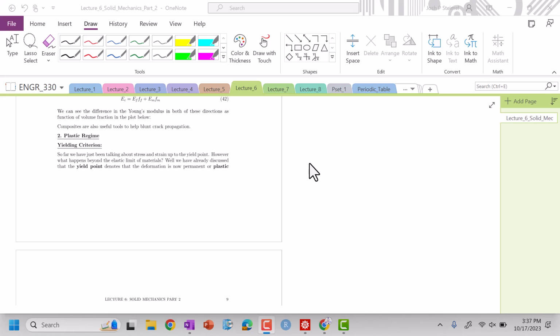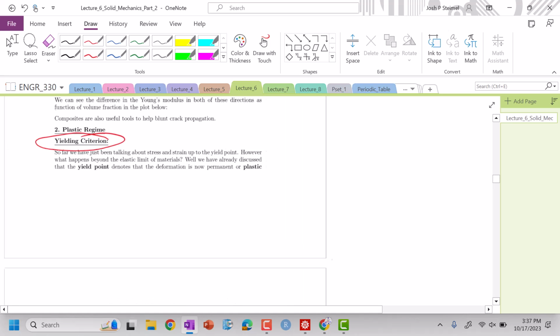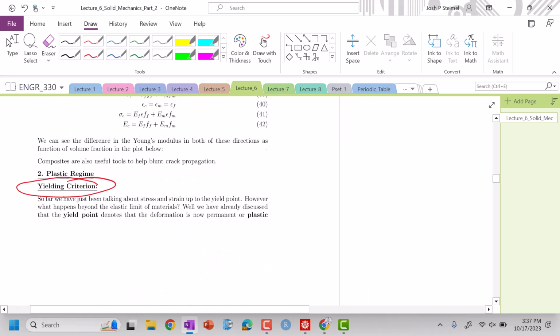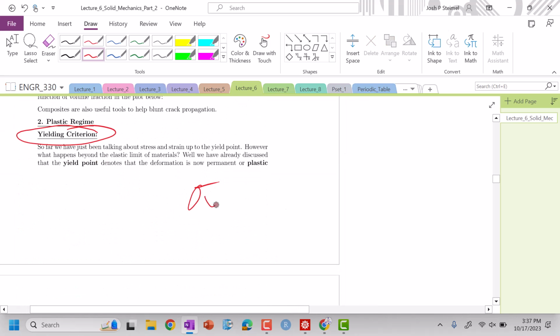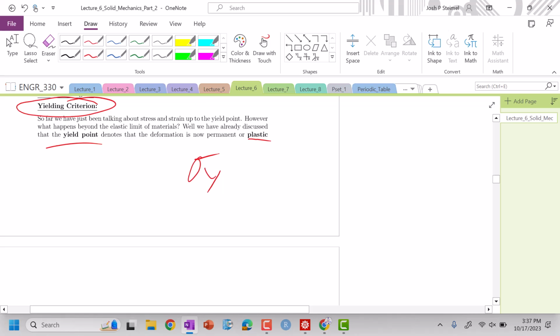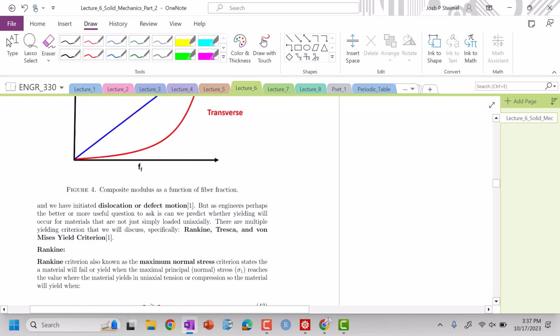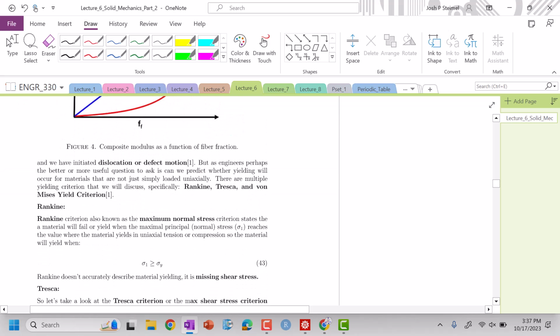All right, everyone, we are back and we are going to talk about yielding criterion. So far we have been in the elastic regime, but finally we're getting into the plastic regime. And we've already discussed essentially our yield strength, and we can see that on our stress strain curve. But there are different yielding criteria, and they've been developed over time to predict when materials will fail and yield. And sometimes it's not as simple as when we're loading uniaxially.